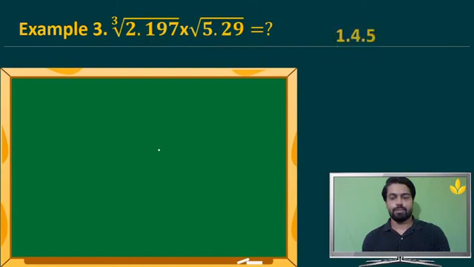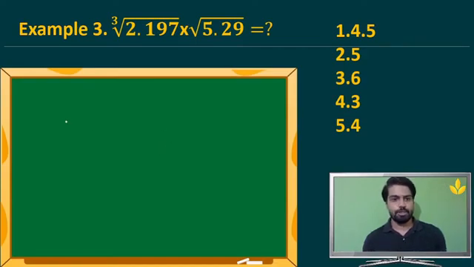Let's go for this option. These options are going to be very near to each other, so we should not do much approximation. So I have the cube root of 2.197. Don't make it as 2, because we don't know the cube root of 2, right?